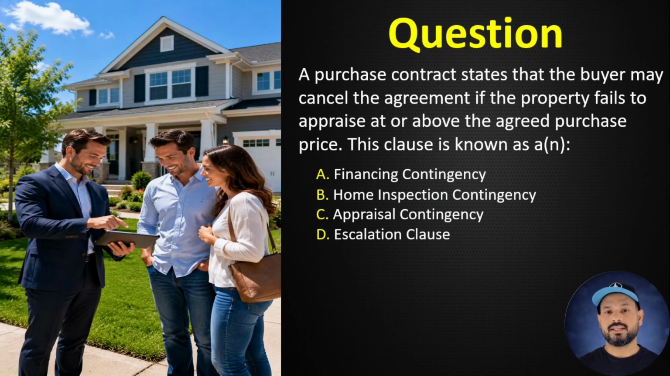Question number 46. A purchase contract states that the buyer may cancel the agreement if the property fails to appraise at or above the agreed purchase price. This clause is known as an A, financing contingency, B, home inspection contingency, C, appraisal contingency, D, escalation clause. Correct answer C, appraisal contingency. An appraisal contingency protects buyers if the appraised value is insufficient.